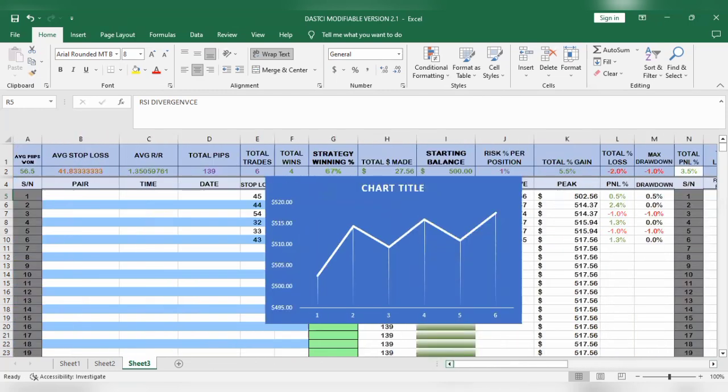I hope this video has helped you clarify how to use the spreadsheet, and I wish you success in your trades. Do not forget to always backtest before you go live with a trading strategy. This has already shown you how you can backtest on any trading pair or any commodity out there.